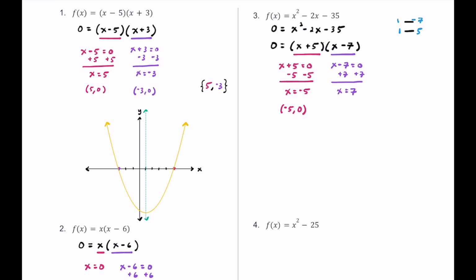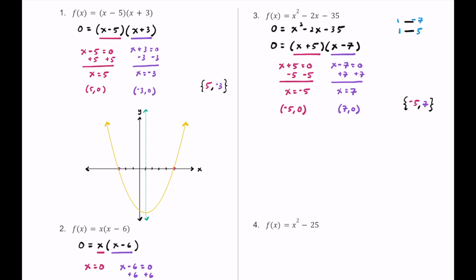We can say negative 5 comma 0 would be one of our x-intercepts, and then positive 7 comma 0 would be our other one. And using solution set notation, we can say that negative 5 is going to be one of the solutions, and then positive 7 is the other. So hopefully that notation is getting a little bit more clear. This is just one way of writing our solutions.